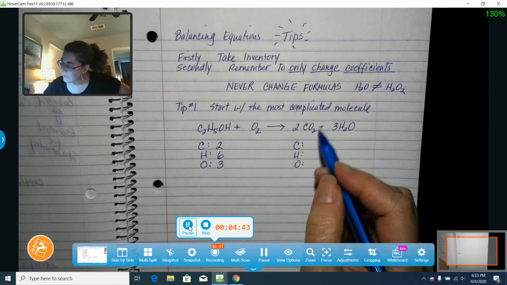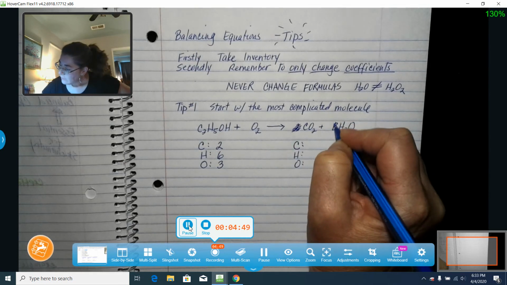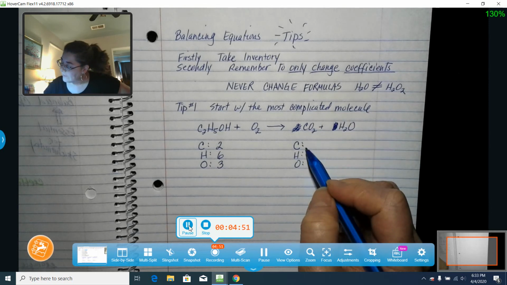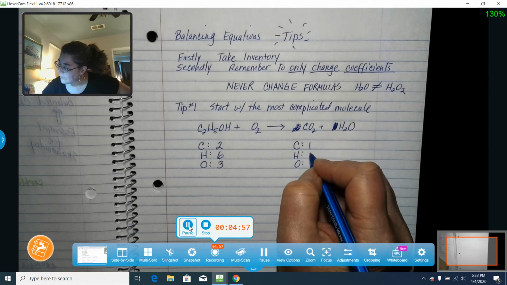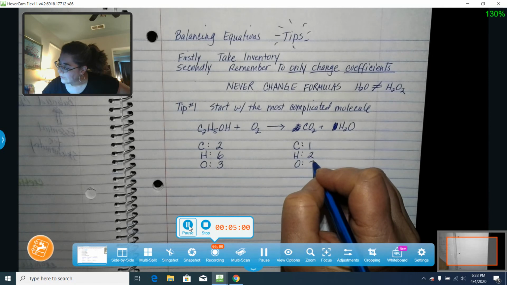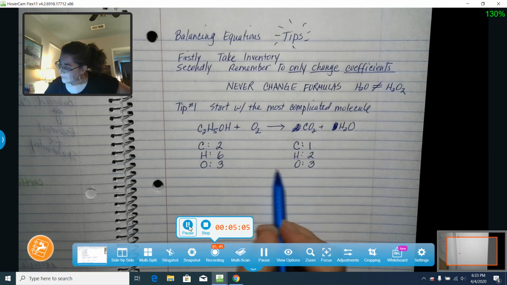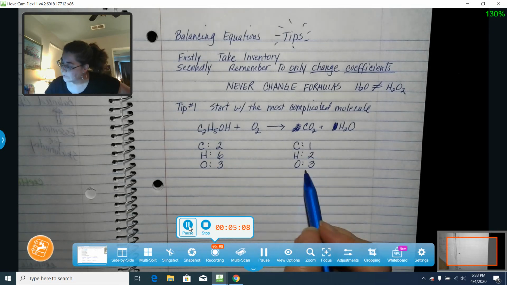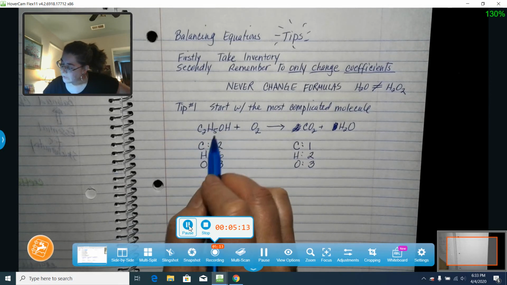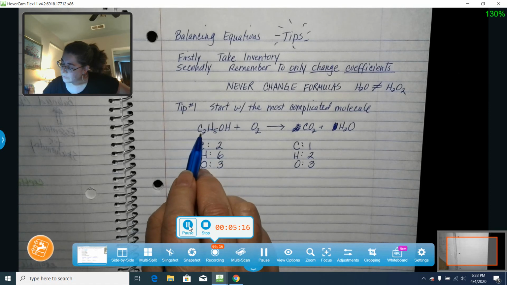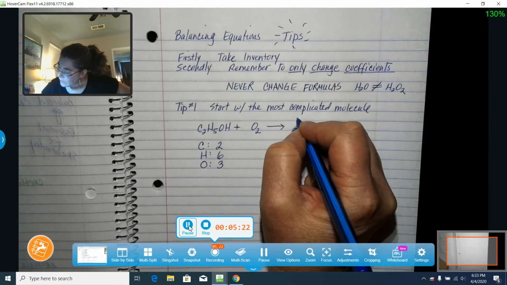Okay, on the product side, oh, dang it, I wasn't supposed to write these. Oh well, got a preview. Okay, I have 1 carbon here, and I have 2 hydrogens there, and I have 3 oxygens there. Okay, so nothing's balanced. I don't have the same number of carbons, hydrogens, or oxygens. So I'm going to start with this molecule here, because that's my tip, most complicated one, and I'm going to look at 2 carbons here, and I want 2 carbons there. So that's why I had it 2 there.